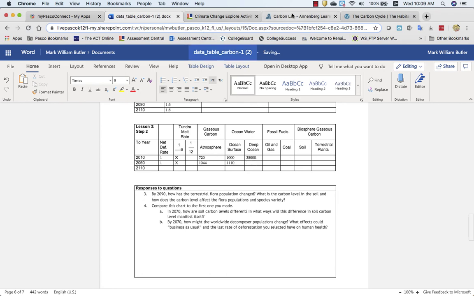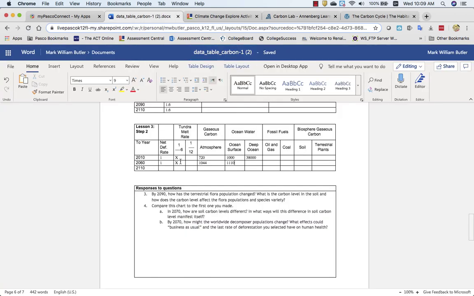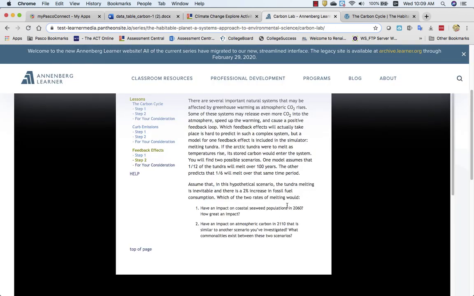And then you need to look at these questions. Assume that in this the tundra melt, which of the two rates of melting would have an impact on coastal seaweed populations in 2060? Once we've collected our data, looking at 2060, what's going to happen to our surface ocean, our deep ocean? It asked us about seaweed, not terrestrial plants, seaweed. So looking at where does seaweed exist and what might happen there.